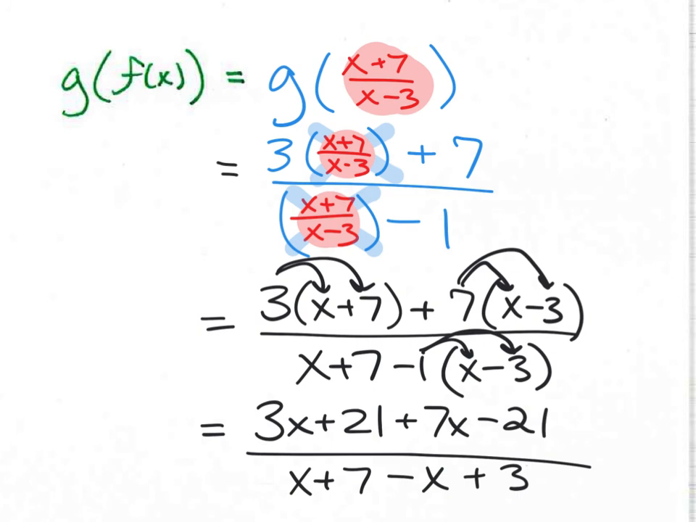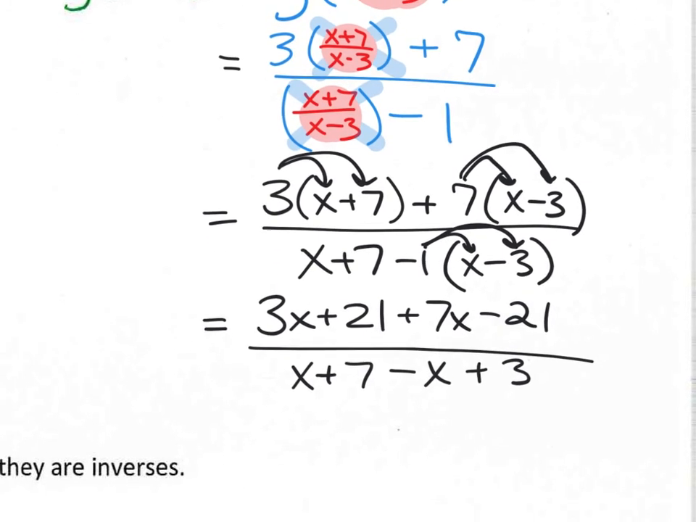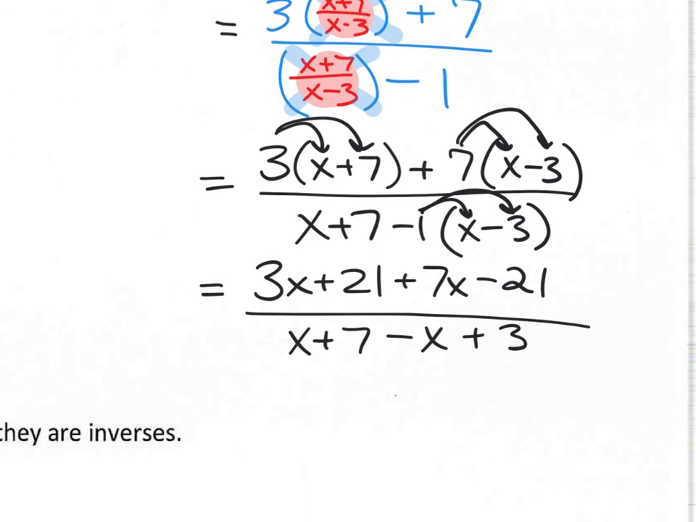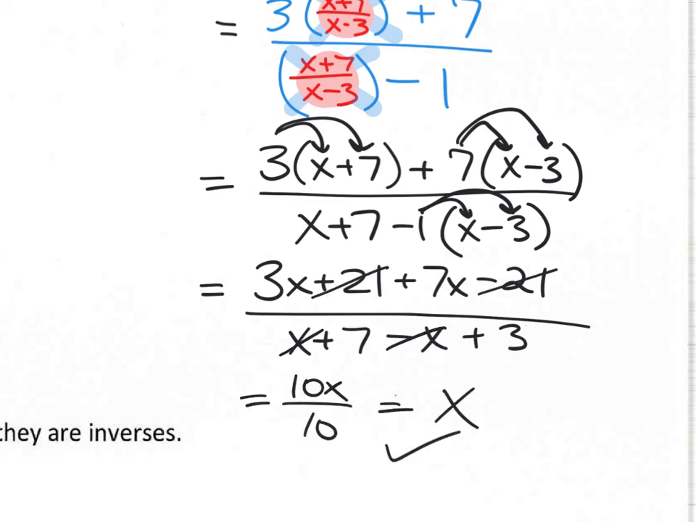Okay, I think I get it. When we finish this one, we're at the last little step here. We've got positive and negative 21, which will cancel out. Positive and negative x, which will cancel out. We have 10x on top, 10 on bottom, which gives us x, so it's verified. Therefore, f of x and g of x are inverses.